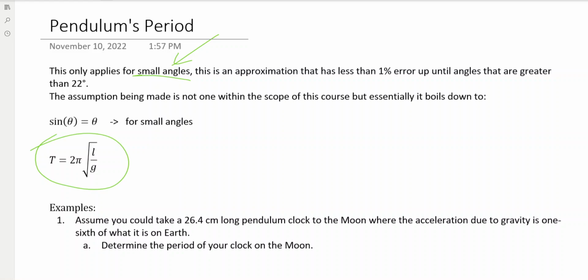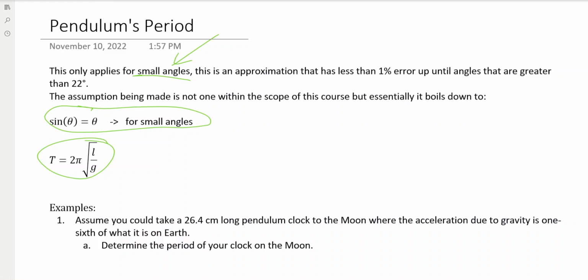Sine theta equals theta for small angles, and that's the assumption being made here. Basically, it's this whole thing times sine theta that's actually happening, and it approximates sine theta to be equal to theta for small angles, because when theta is 0, then sine theta is also 0. Okay, and so that's kind of the big idea here. That's not quite right, but it's kind of the big idea.